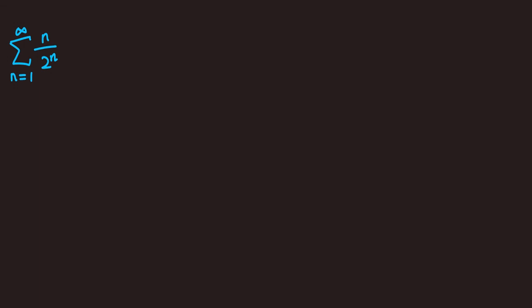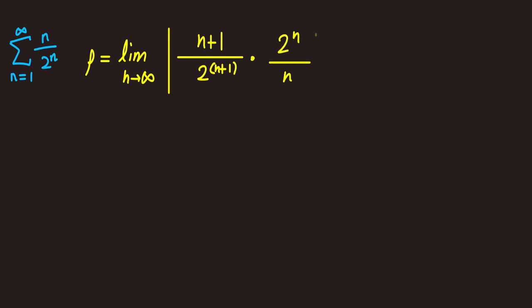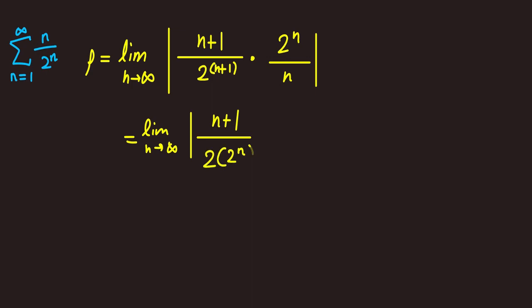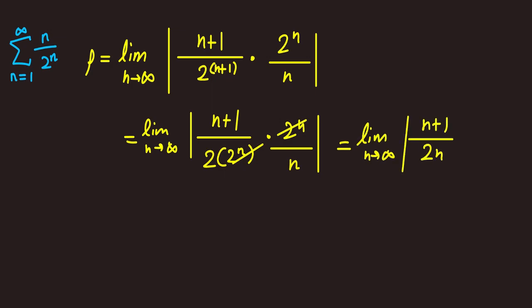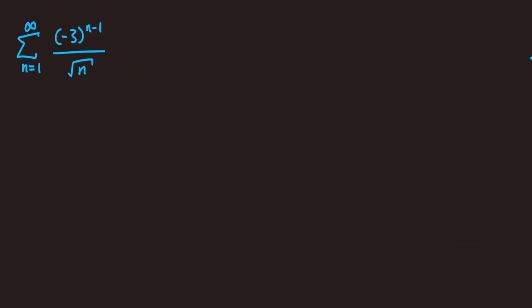This example you can do in many ways, but I think the easiest way would be with the ratio test. So we're going to take the limit as n goes to infinity of (n + 1) over 2 to the n + 1, and multiply that by the inverse of the original. If we simplify the 2 to the n + 1, we get 2 times 2 to the n. That's going to cancel out, so we're left with (n + 1) over 2n. If you take the limit of that as it goes to infinity, it's just going to be a half, and therefore it converges.